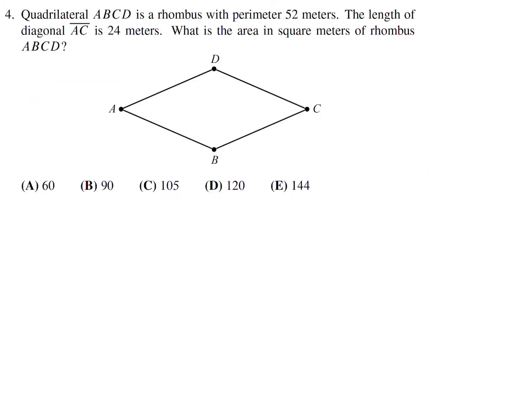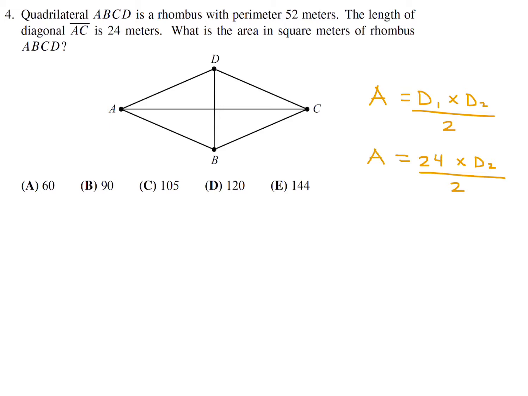Quadrilateral ABCD is a rhombus with perimeter 52. The length of the diagonal AC is 24. What is the area in square meters of the rhombus ABCD? Well, let's draw some lines. If you remember, the area of a rhombus is calculated as follows. It's the first diagonal times the second diagonal, and then you divide by 2. Now, the first diagonal in this question, they've already told you, is 24. So all I have to do is figure out the second diagonal, and I can get the area.